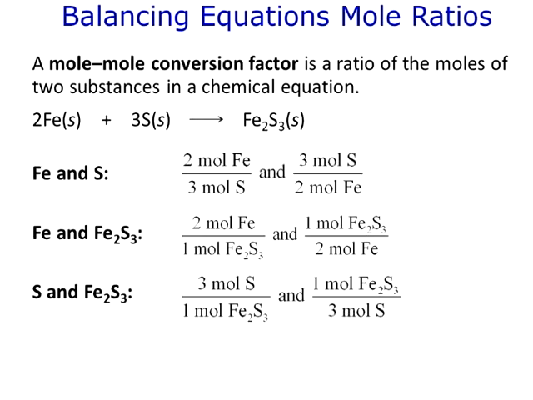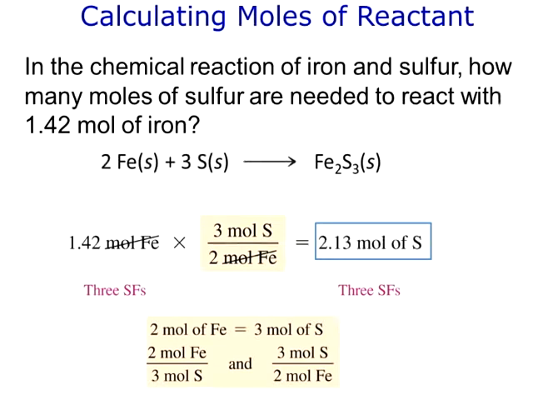The very first thing to do in doing these conversions is to write your given. The units in the given will dictate the units in the first conversion factor. You can always get the first conversion factor right if you write the given first. So let's do some calculation using these molar ratios. In a chemical reaction of iron and sulfur, how many moles of sulfur are needed to react with 1.42 mole of iron?